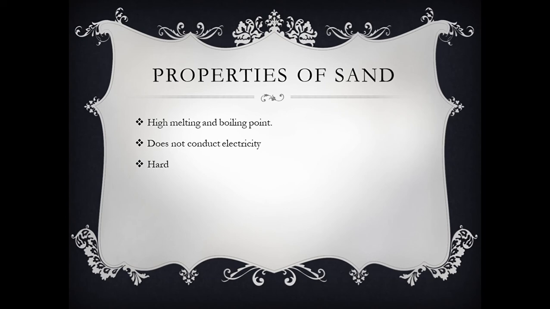Well, properties of sand: high melting and boiling point. You know that. Because why? The same reason. There are a large number of covalent bonds between a large number of atoms, so more energy is needed to break them. Does not conduct electricity because there are no free electrons. Hard. Why hard? Because of the same reason as high melting and boiling point. You see, I said the same thing for diamond. So if you remember diamond properties, those are the properties of sand too, or silicon oxide.